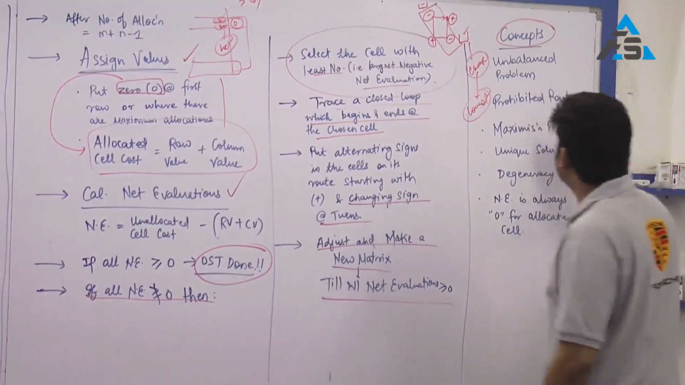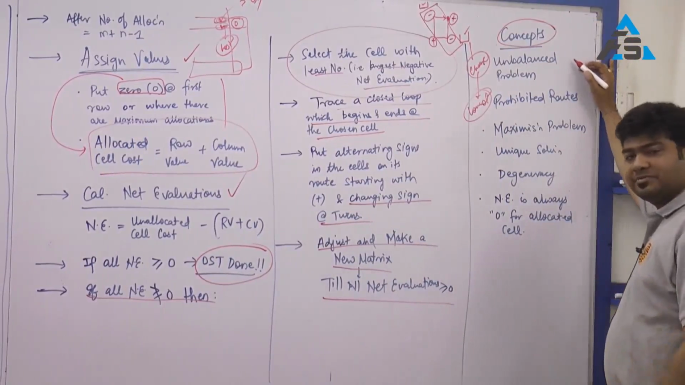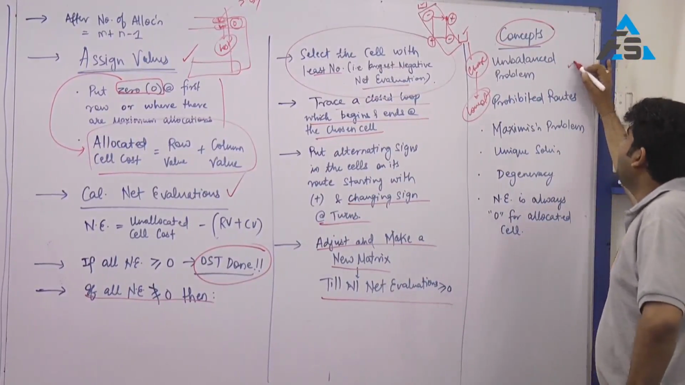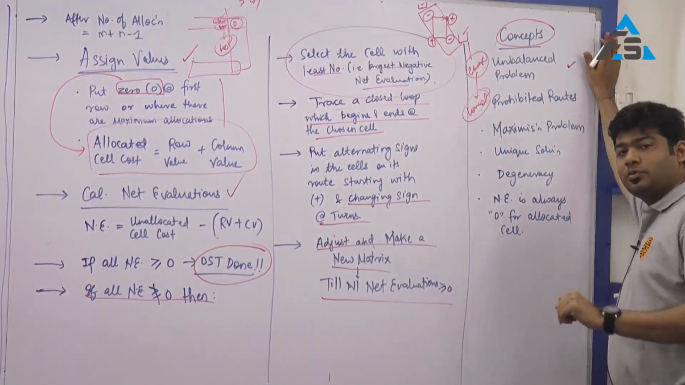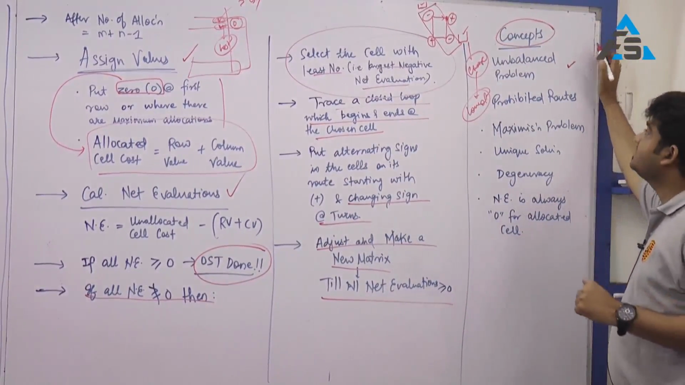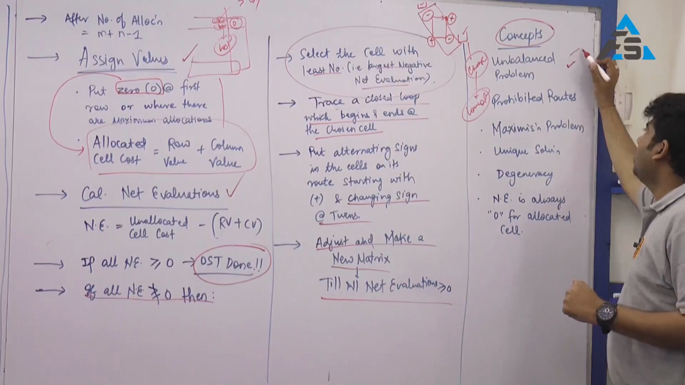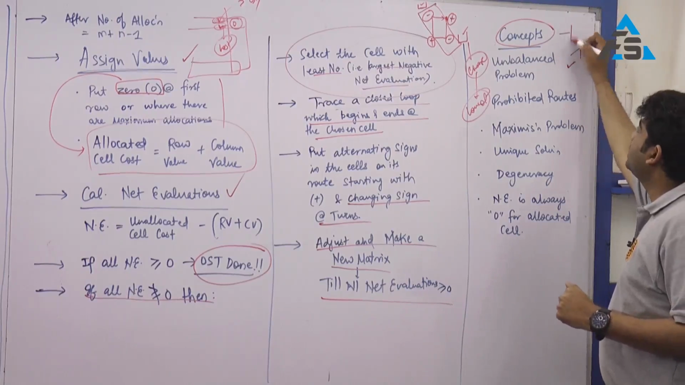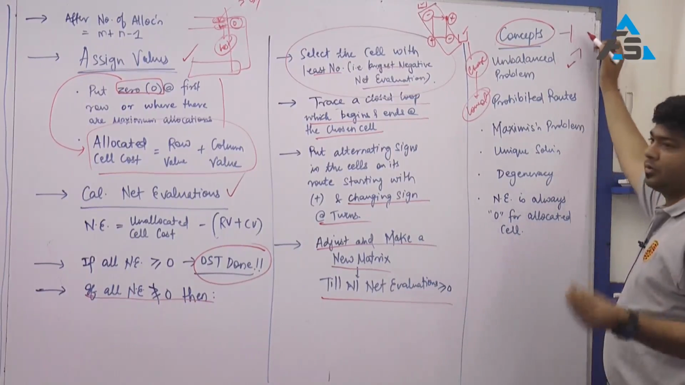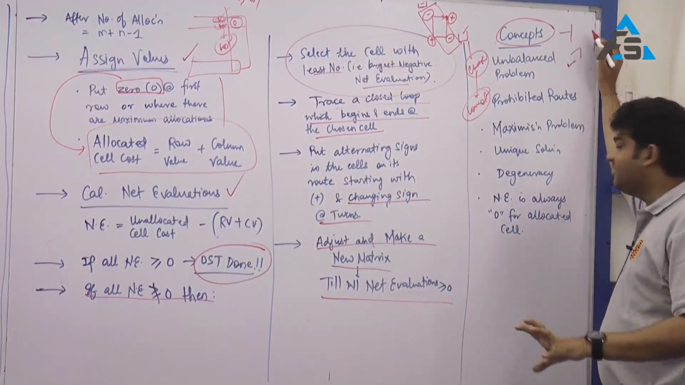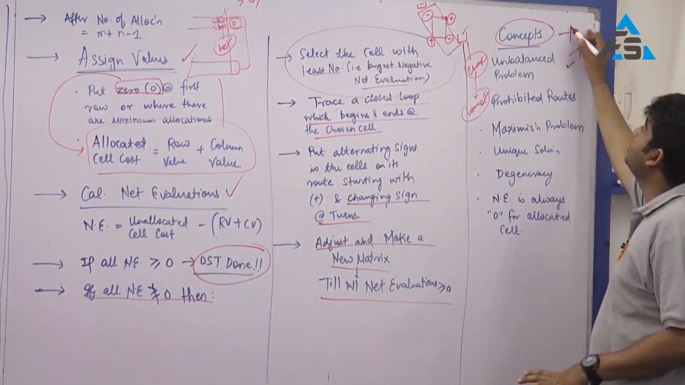The concepts here are, some of them, similar to assignment. Unbalanced problem. What is an unbalanced problem? Where requirement is not equal to availability. In that case we will have to add a dummy row or a dummy column, as per the question. So if there is a requirement shortage or an availability shortage, based on that we will add a dummy row or column.